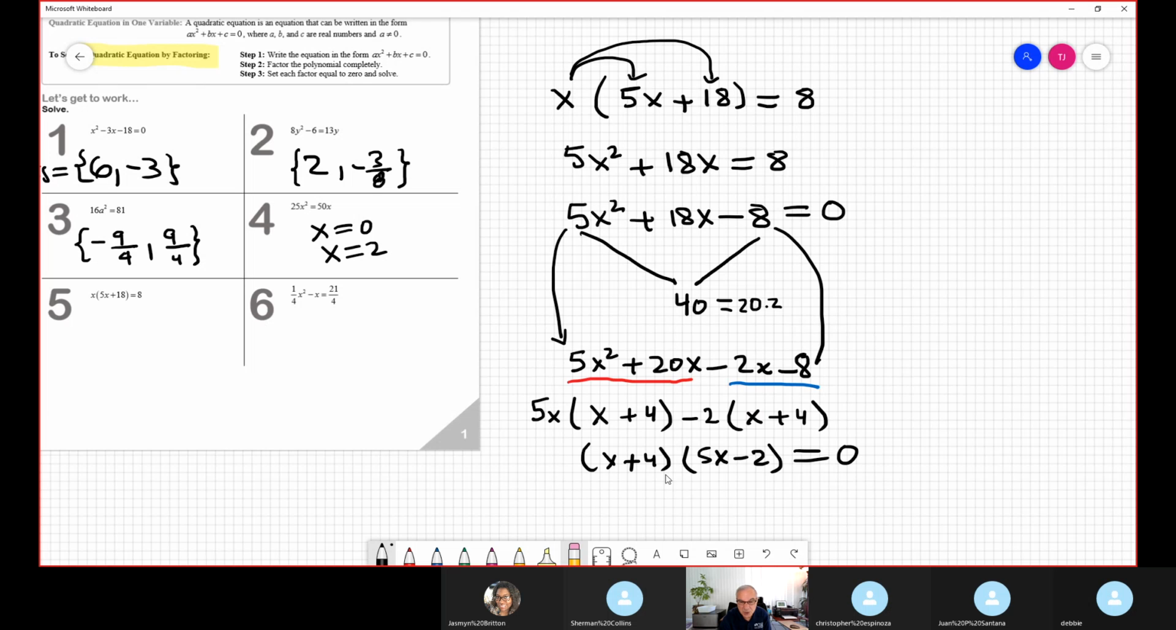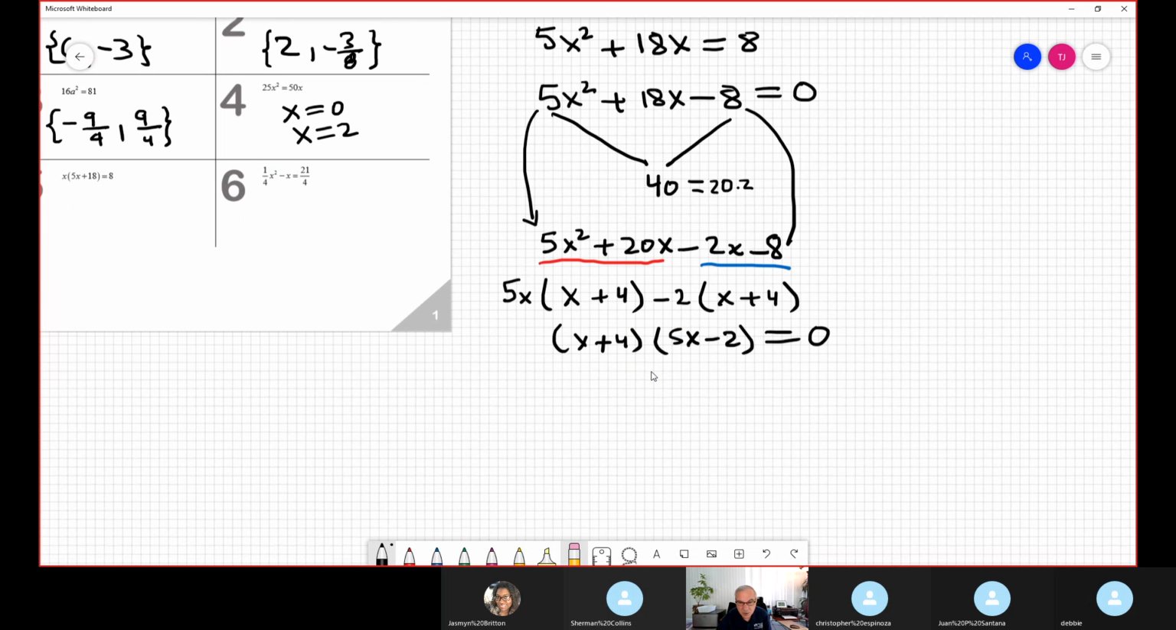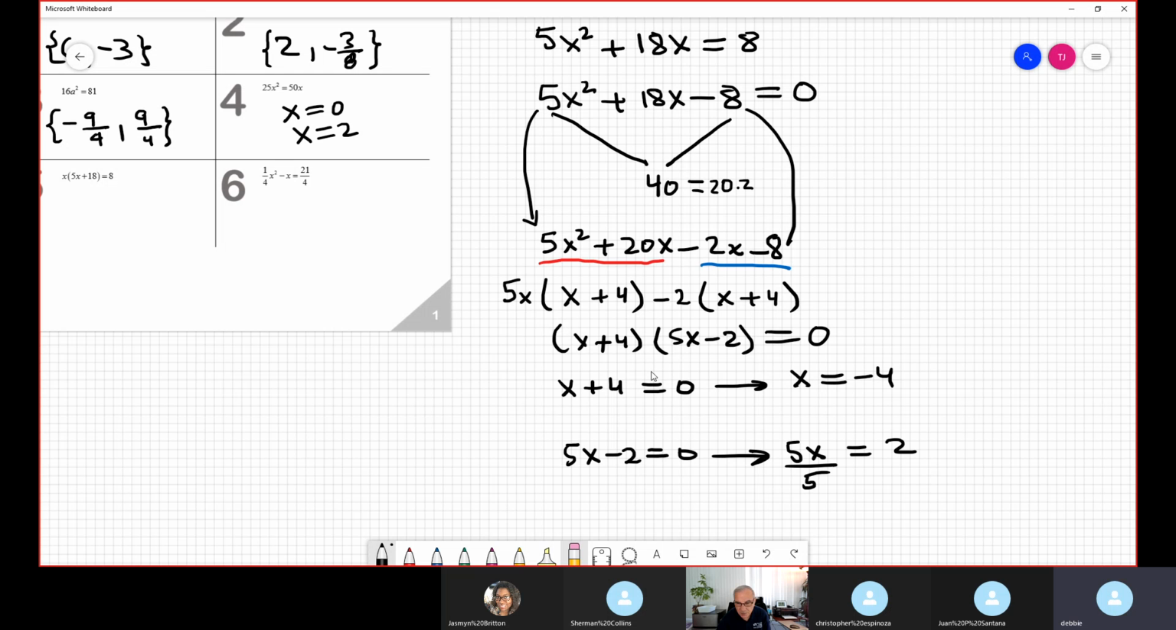You break down the original equation into binomials. The multiplication of the binomials is 0, so maybe the first is 0 or the second is 0. The solution from the first part is negative 4. For the second part, 5x minus 2 equal to 0, let me do it step by step: 5x equals 2, divided by 5. Okay, this is the solution. The solution is 2/5 and negative 4. The solution for this, wow, is negative 4 and positive 2/5.